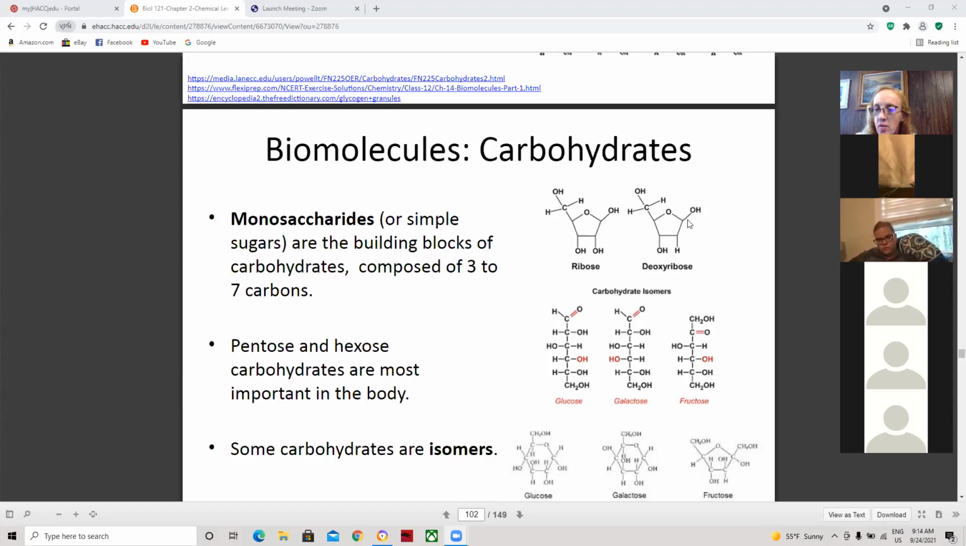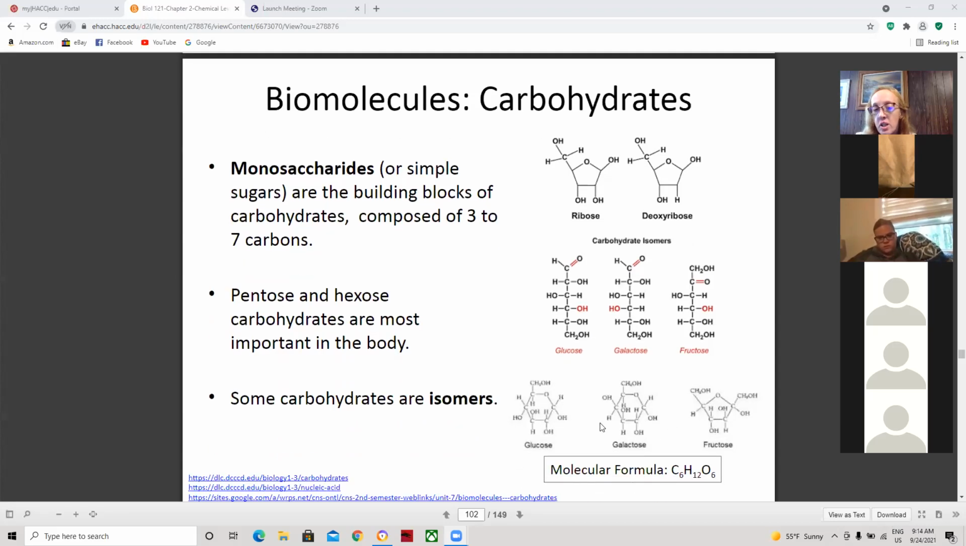So one carbon here, one carbon here, one carbon here, one carbon here, and one carbon here. Anytime that you don't see a C here, anytime you see a bend like this, there's a carbon there. So pentose and hexose are the most important ones. Hexose meaning 6 carbon sugars.